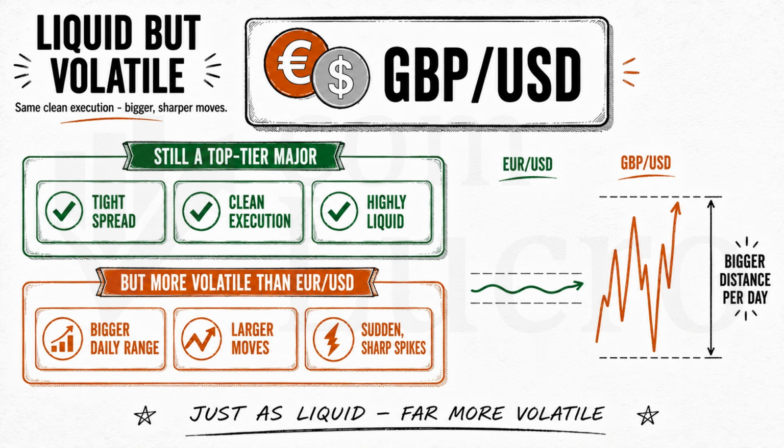But cable didn't earn its reputation from the name. It earned it from the way it moves. GBPUSD is still a top-tier, highly liquid major, so its spread is tight and its execution is clean. But it is noticeably more volatile than EURUSD. On a typical day, it travels a bigger distance, its candles are larger, and it's far more prone to sharp, sudden spikes that appear out of nowhere.